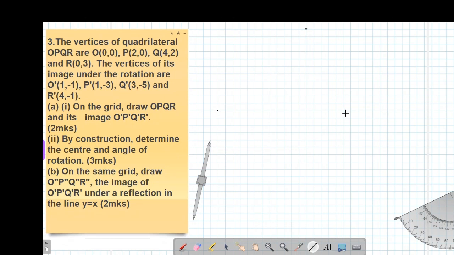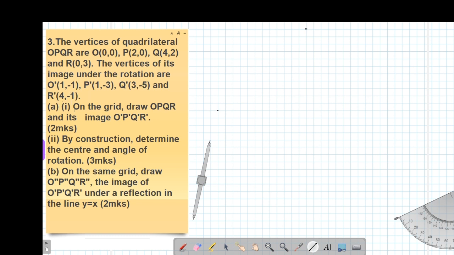Welcome to our today's class. It's our third lesson on transformations. So we are going to look at how to obtain the center of rotation and also the angle of rotation by construction. So our example 3 reads that the vertices of a quadrilateral OPQR are as given, and the vertices of its image O prime, P prime, Q prime, and R prime are as given.